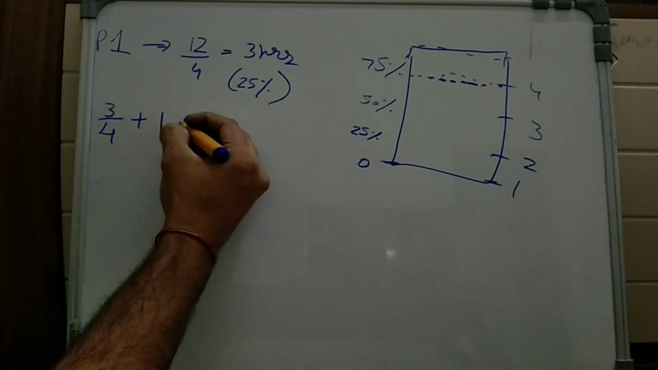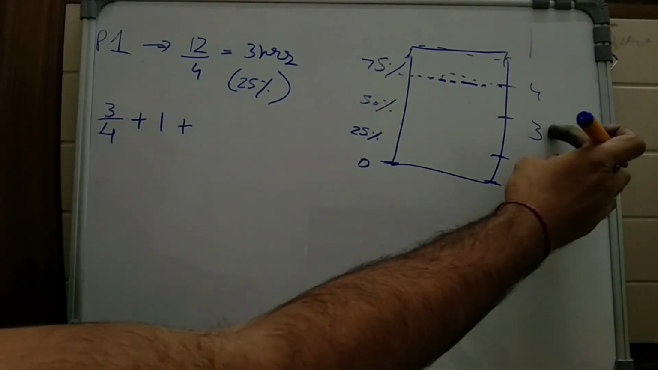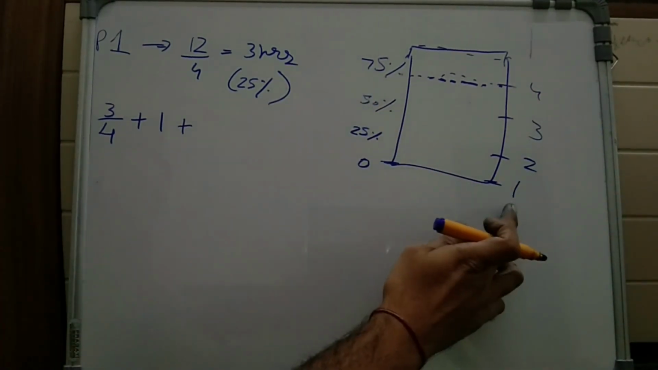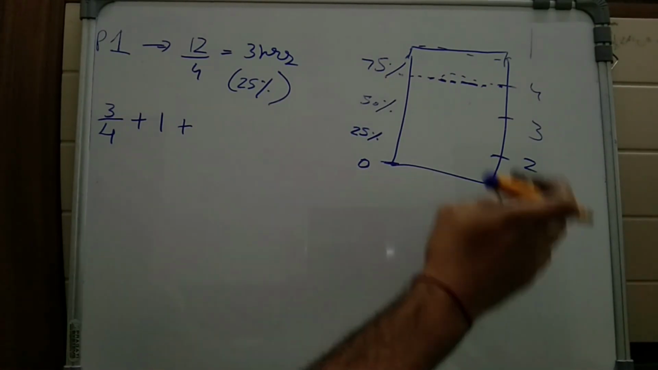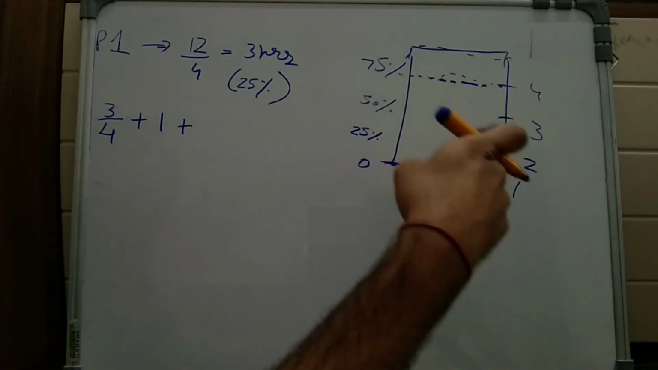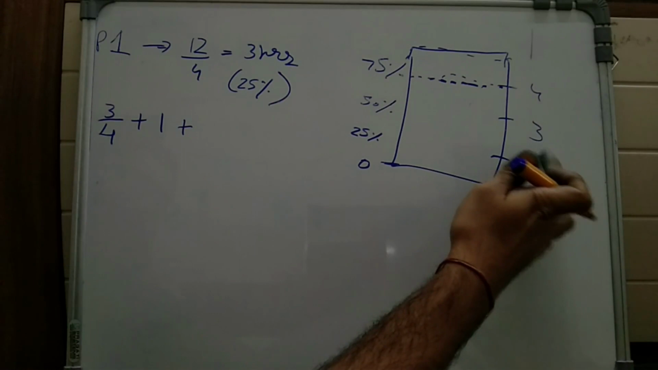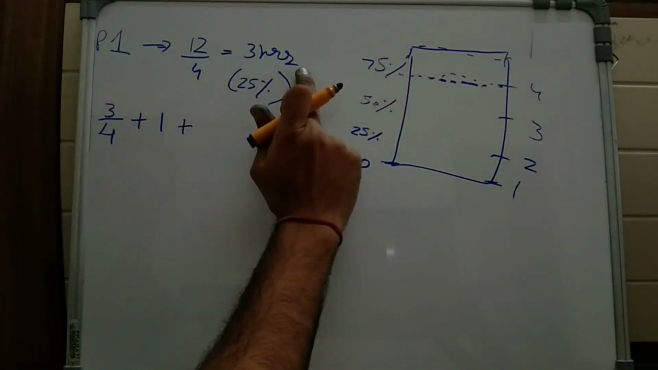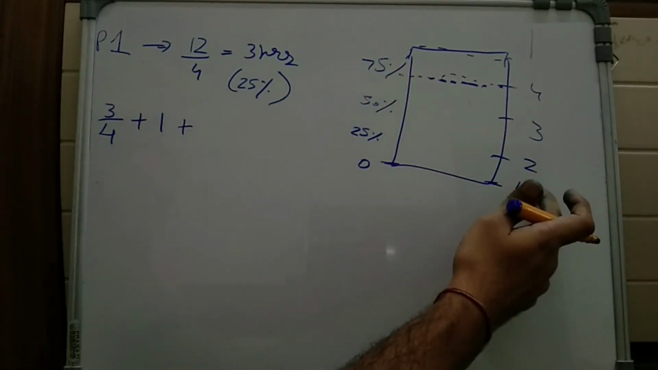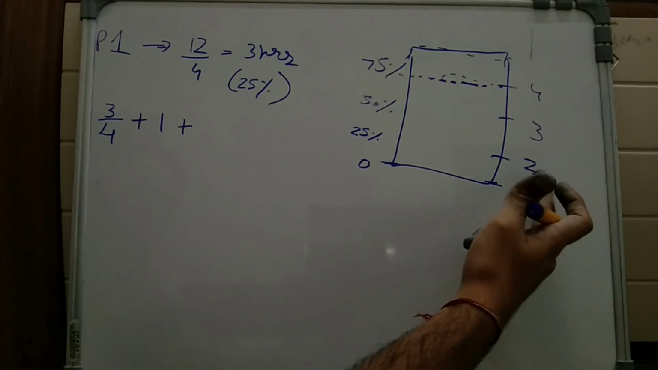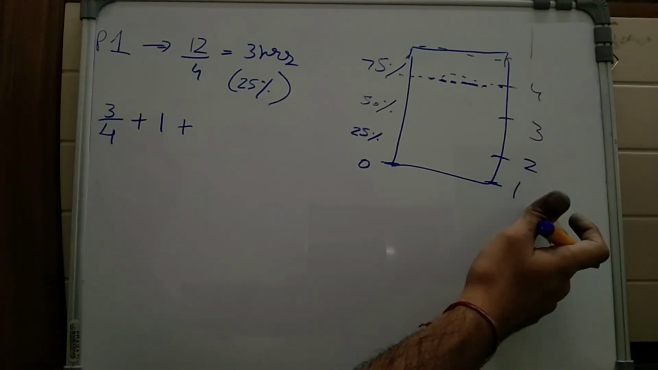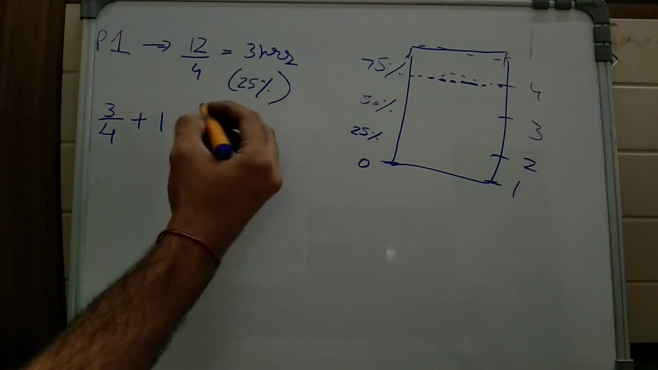Now I will solve for this 25%. Again, if pipe 1 is taking 12 hours to completely empty the tank, for 25% pipe 1 will take 3 hours, right? But there are 2 pipes. So the workforce is 2 times, so the time will be 1 by 2 of the initial time. So 1 by 2 of the initial, that is 3 by 2.